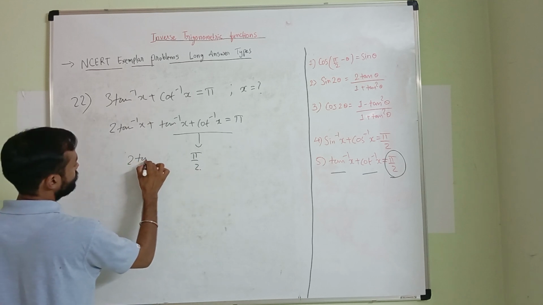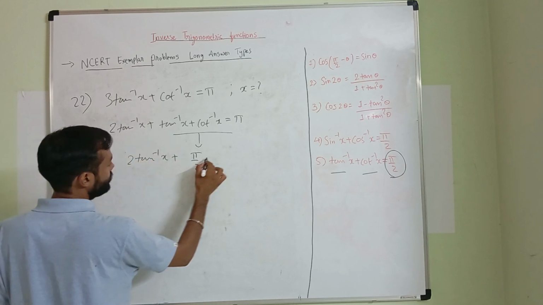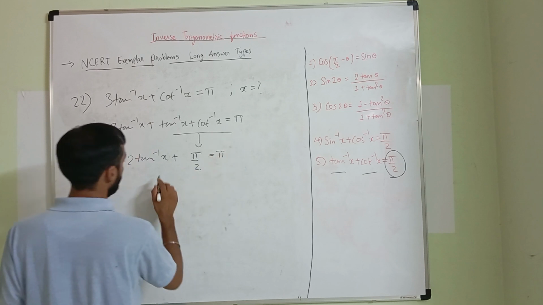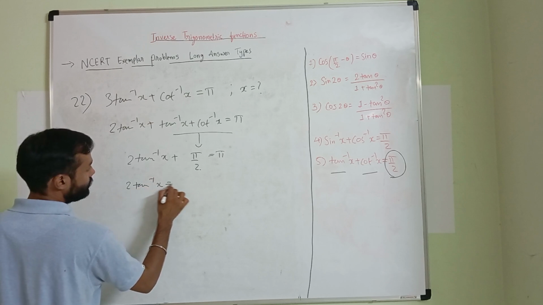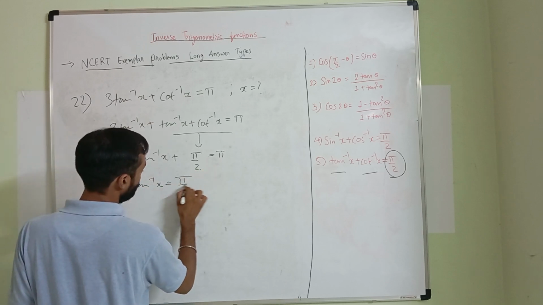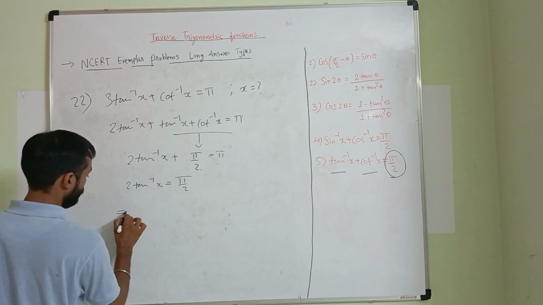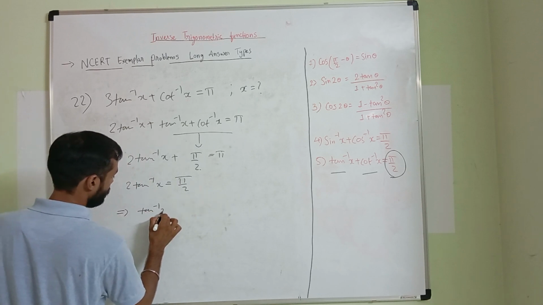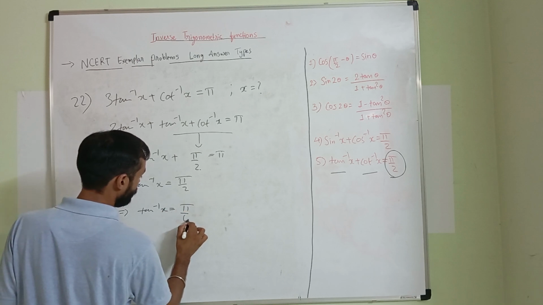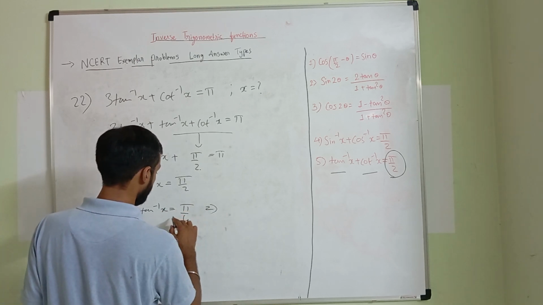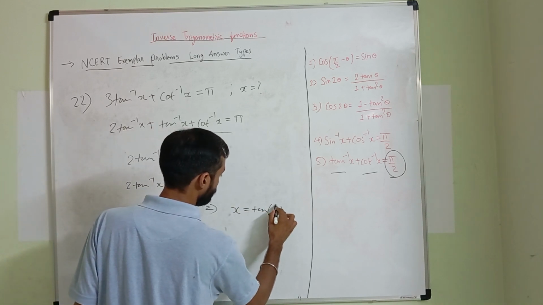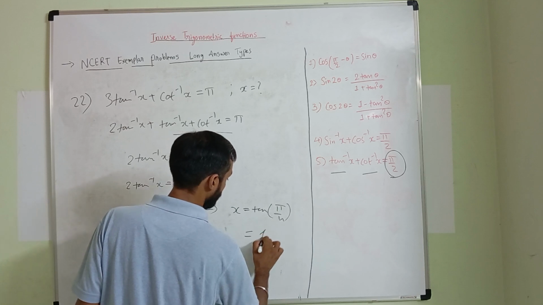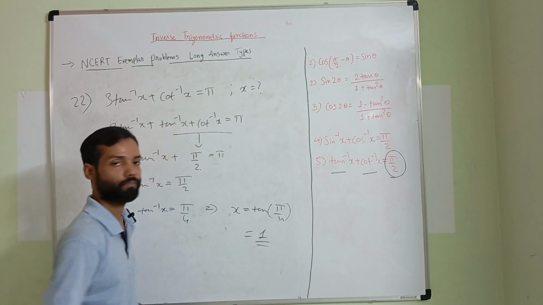Now it is 2 tan inverse of x plus pi by 2 is equal to pi. Hence we get 2 tan inverse x is equal to pi minus pi by 2, which is pi by 2. Finally we get tan inverse x is equal to pi by 4. Hence x will be equal to tan pi by 4, which is equal to 1. Hence the value of x will be 1.